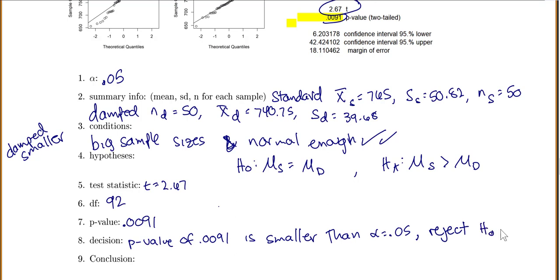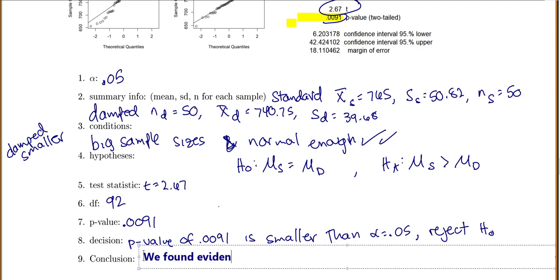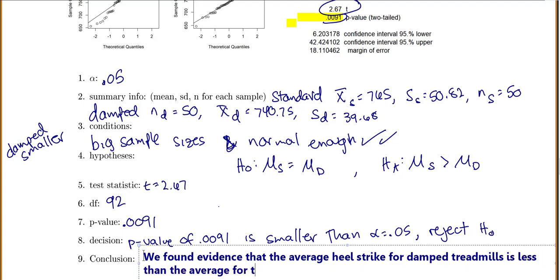Notice we are always rejecting the null, but our conclusion will always be in terms of our alternative. So we found evidence that, let's make it even more in layman's terms, we found evidence that the average heel strike for the damped treadmills is less than the average for the standard treadmills, for all of the treadmills, not just our sample.